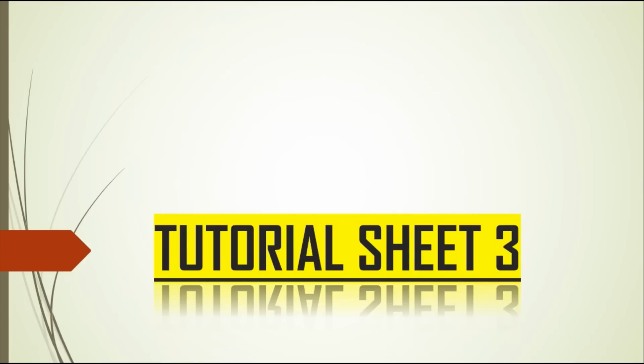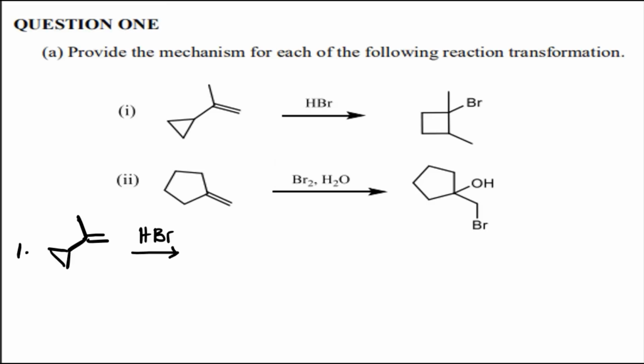All right, so this is the mighty tutorial sheet 3. Question 1 says, provide the mechanism for each of the following reaction transformations. So what they're telling us is, how do we transform this product here to this product here? If you look at the substrate, which is the organic compound that is reacting, this is an alkene. How do you know? Because there is a double bond here.